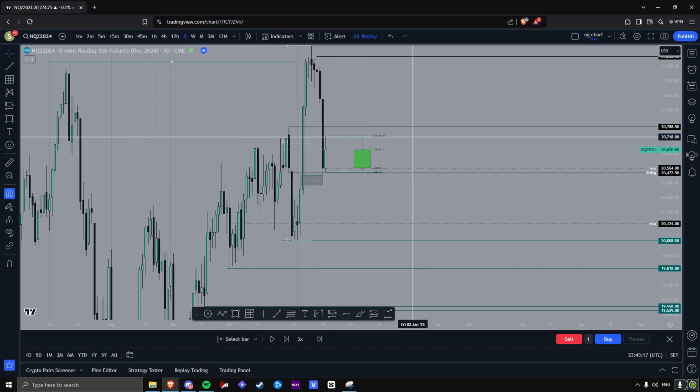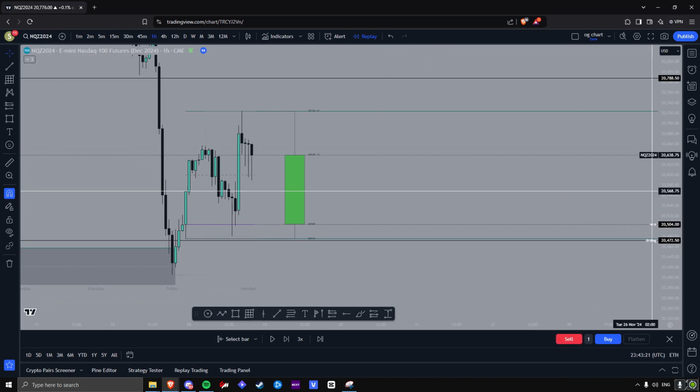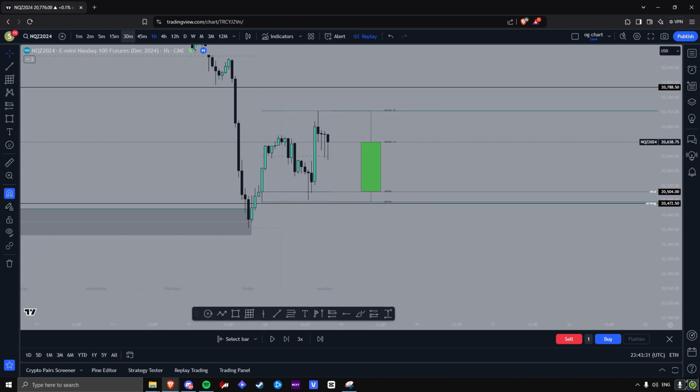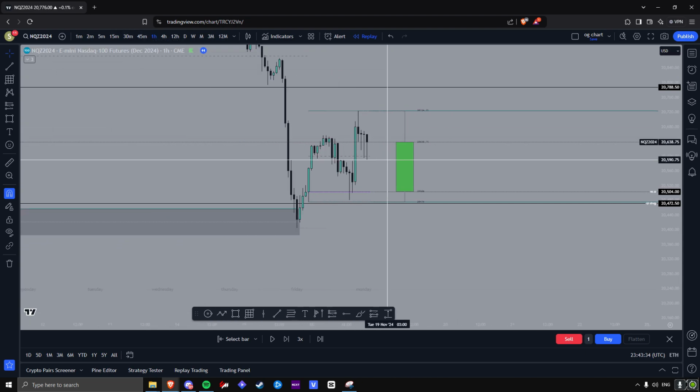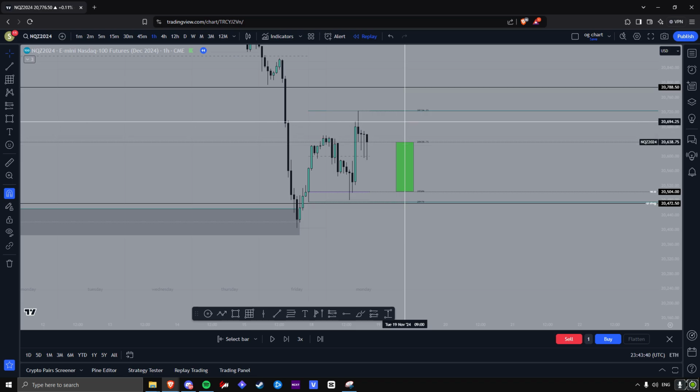Naturally, you'd mark out the low, and then you'd look for an opportunity to get involved with price going towards the low. As we can see, FVG over here, we would naturally be looking for price to deliver up to here, but we have had that rejection.